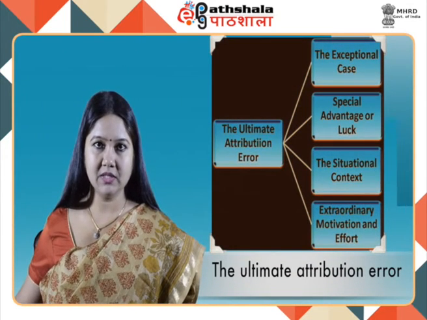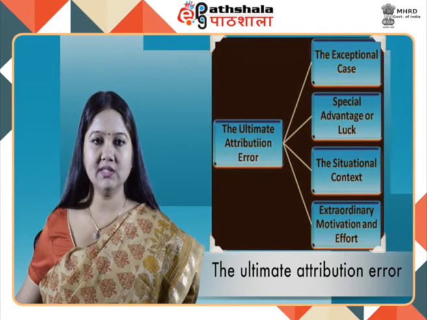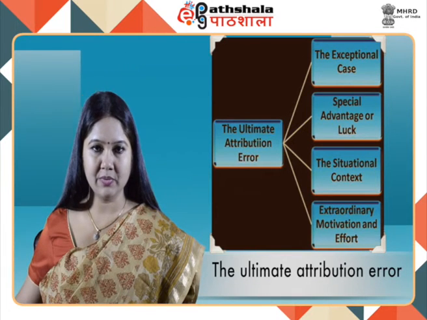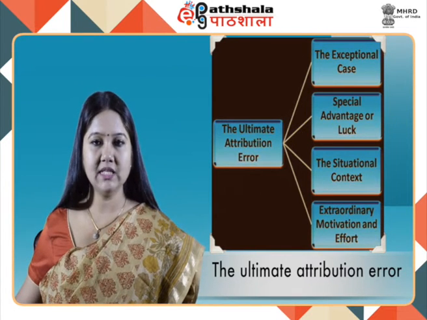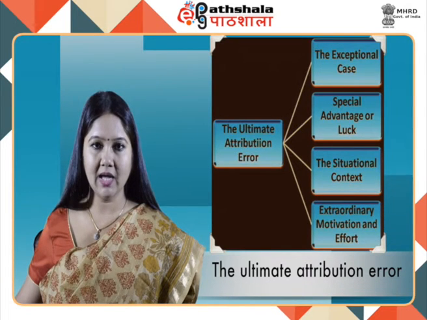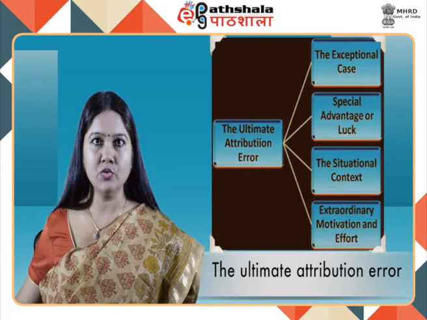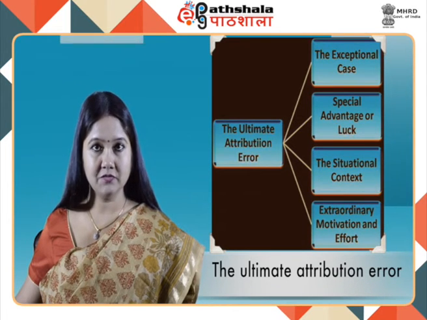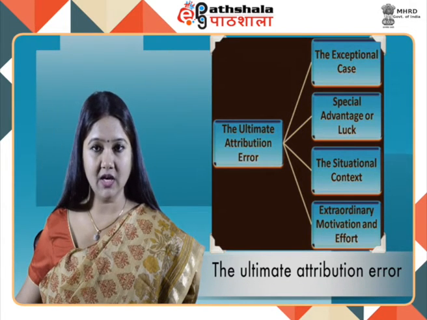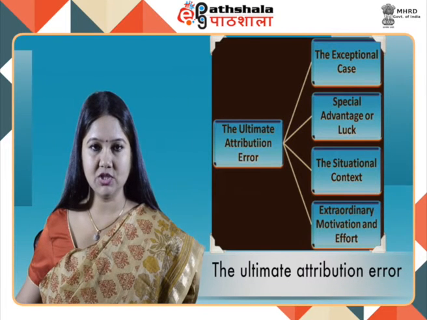Drawing on the fundamental attribution error, Thomas Pettigrew suggested that an ultimate attribution error occurs when in-group members attribute negative out-group behavior to dispositional causes and attribute positive out-group behavior to one or more of the following causes: a fluke or exceptional case, luck or special advantage, high motivation and effort, and situational factors.